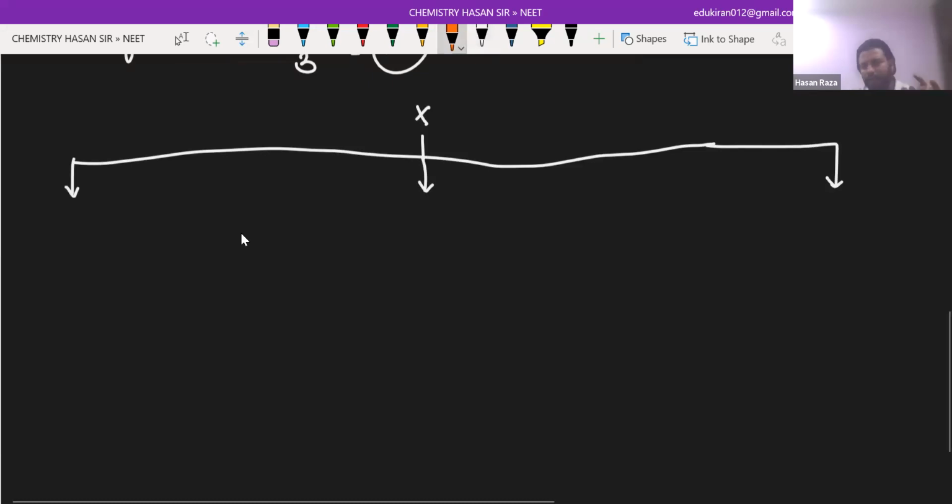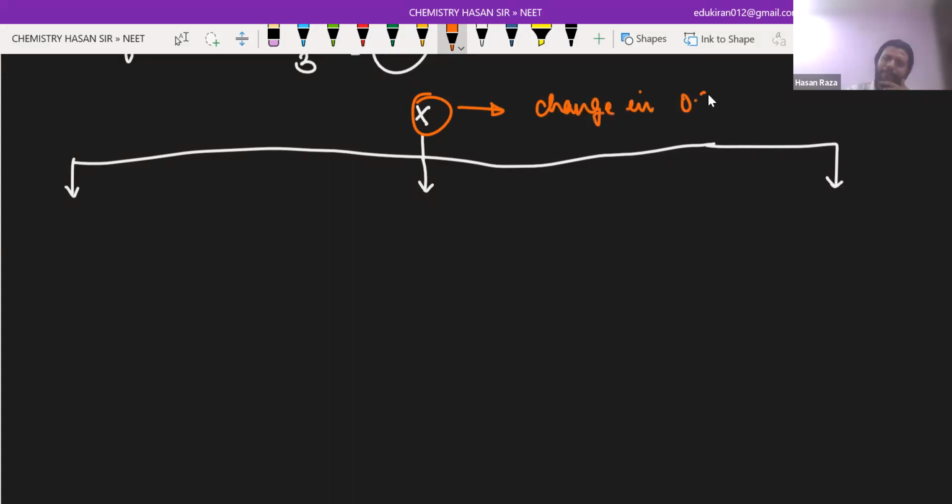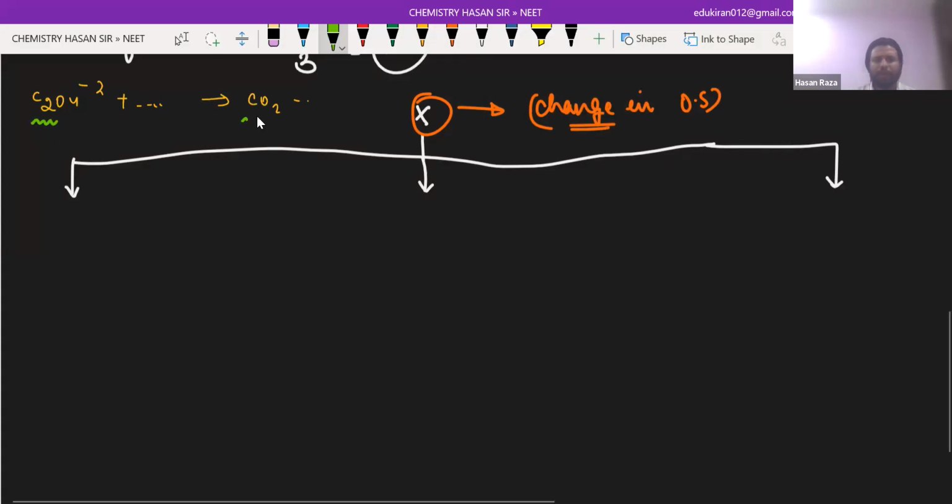The n factor says the change in oxidation state. When we study redox reaction, it is about change in oxidation state. Just like for an example, if there is a reaction C2O4 minus 2 that reacts with something and it changes into CO2 and something, so what will be the n factor for this carbon? If you are going to calculate the oxidation state of this carbon, just wait a minute. Let me change this because it will be a little bit tough to understand right now.